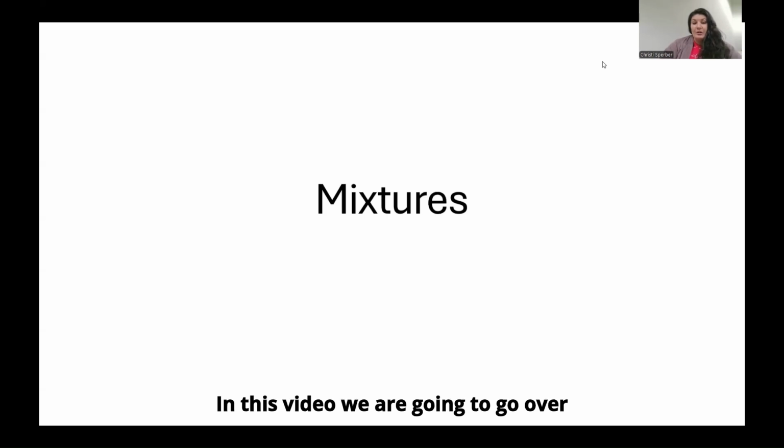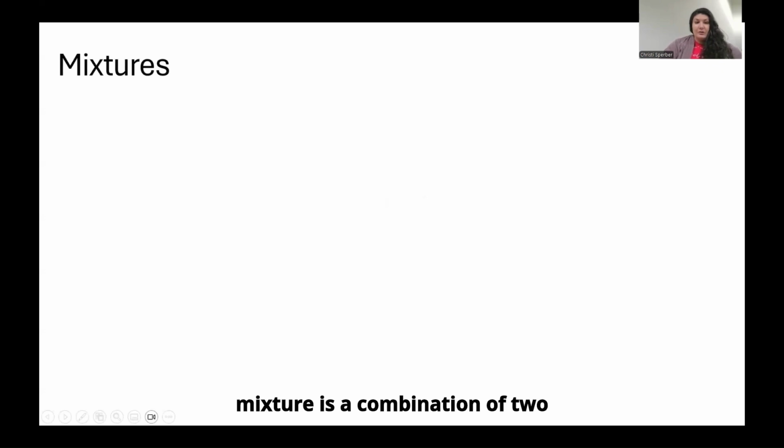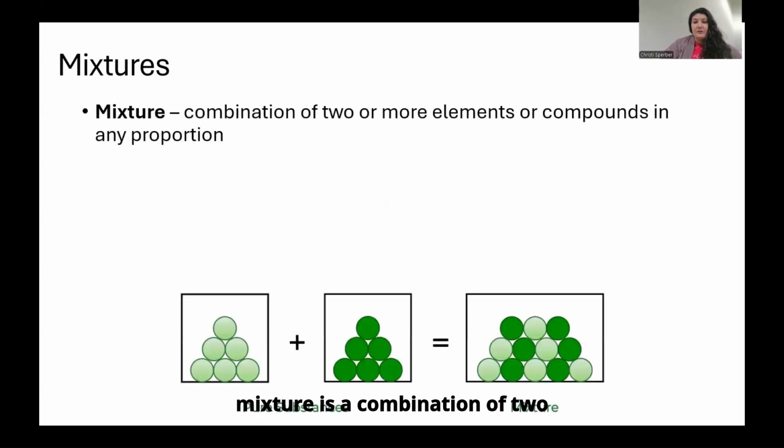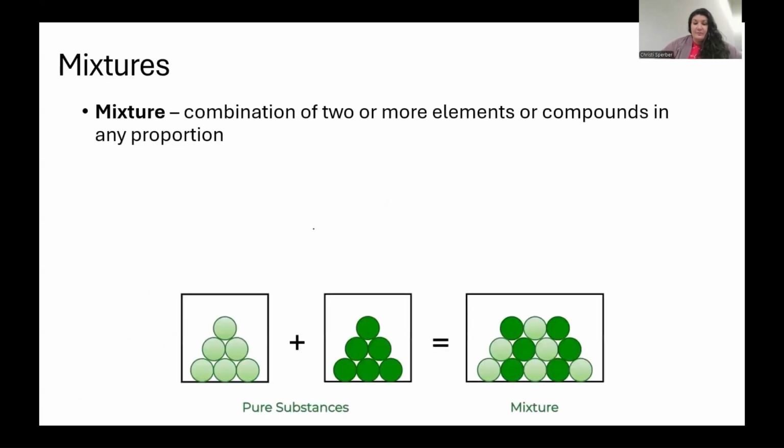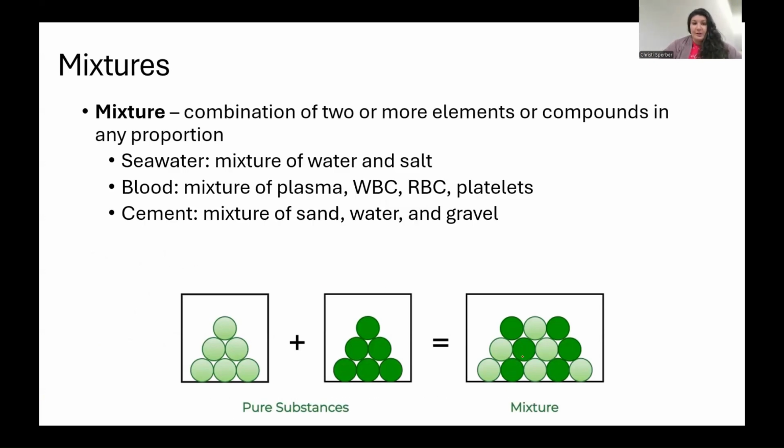In this video, we are going to go over mixtures. A mixture is a combination of two or more elements or compounds in any proportion. So we can have two pure substances, elements or compounds. We add them together and we get a mixture of them.